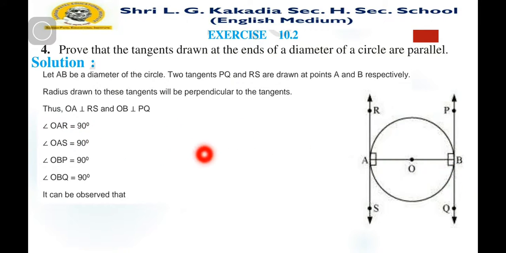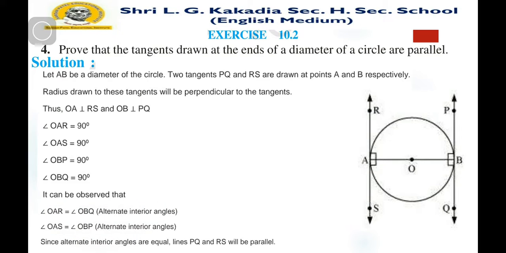So we can easily get angle OAR is 90, OAS is 90, OBP is 90, OBQ is 90, because from theorem 10.1, these two tangents are perpendicular to the given radius. So it can be observed that angle OAR is equal to angle OBQ, or OAS is equal to OBP.